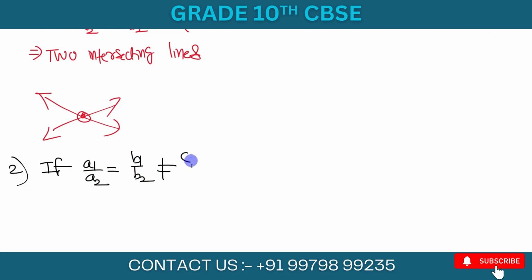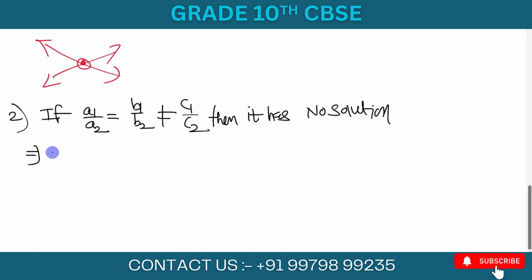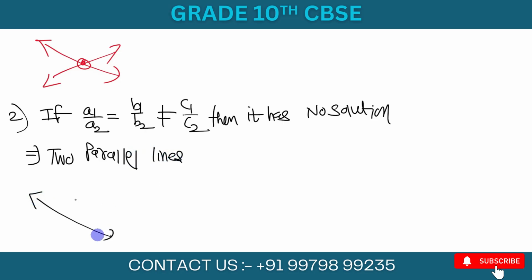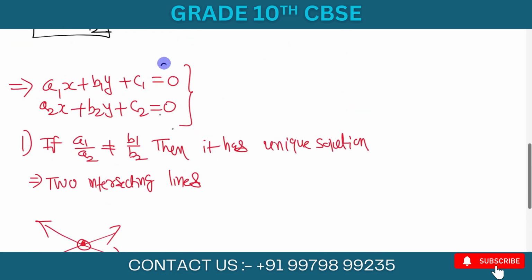Second scenario is what? If a1 upon a2 is equal to b1 upon b2 and is not equal to c1 upon c2, if this condition is satisfied, then you can say it has no solution. The graphical scenario will be two parallel lines. No solution means the lines will not intersect, and lines that do not intersect are called parallel lines. One line like this, other line something like this, they never intersect. And the algebraic condition is a1 upon a2 is equal to b1 upon b2 and is not equal to c1 upon c2.